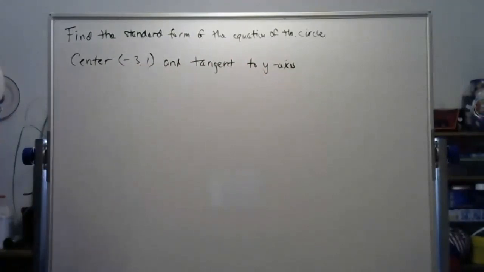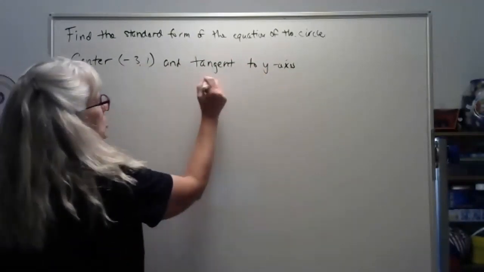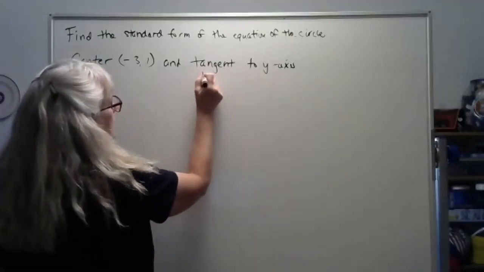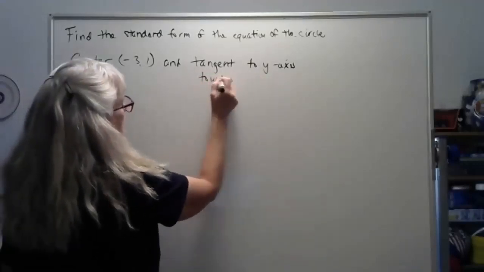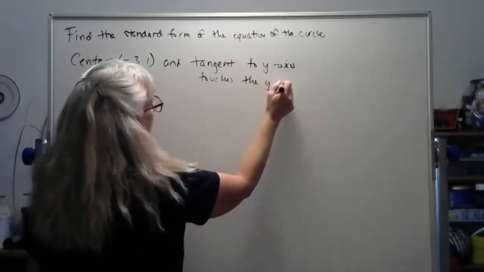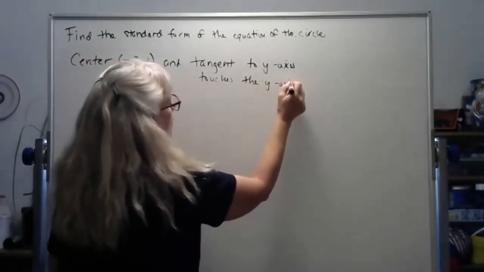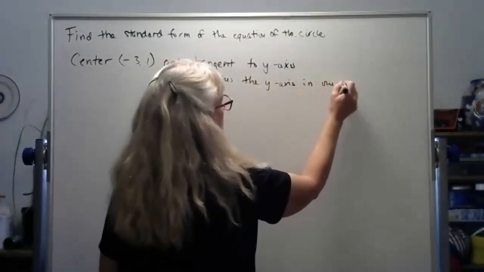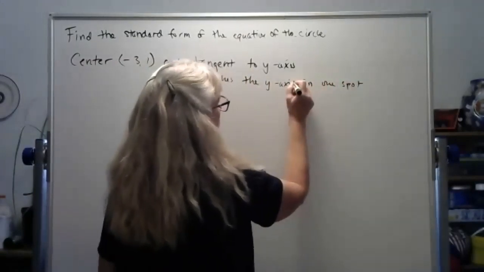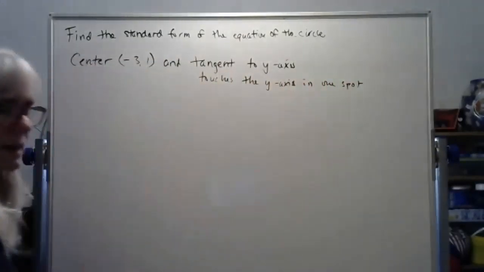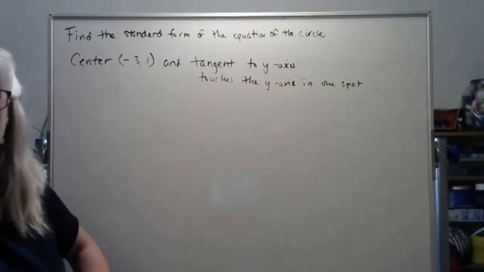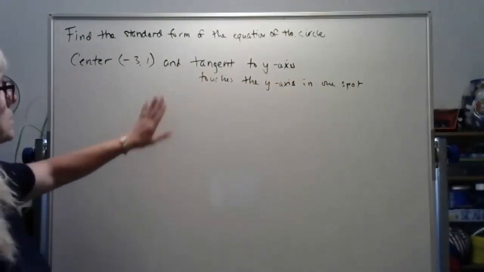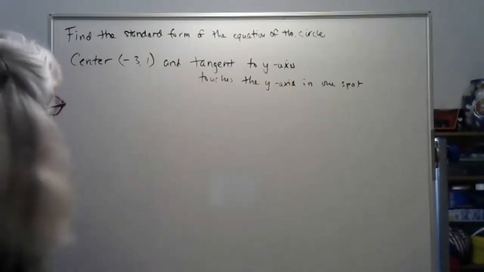So in this case, tangent means that it touches in one spot. So this is telling me that it touches the y-axis in one spot, only in one spot. So if you think about a circle, it could cross the y-axis a couple spots. It could not touch the y-axis at all. This is telling me that it's actually going to touch the y-axis in a single spot.